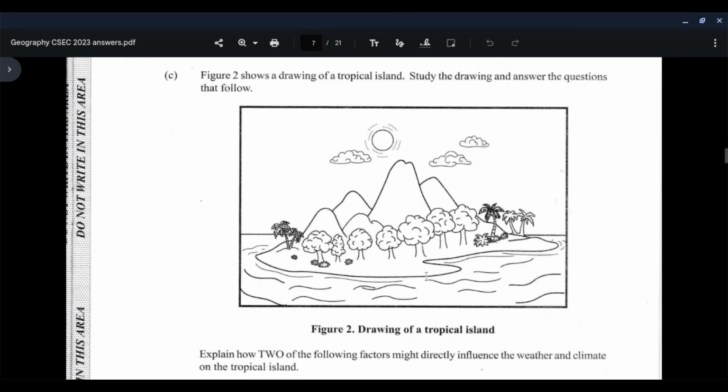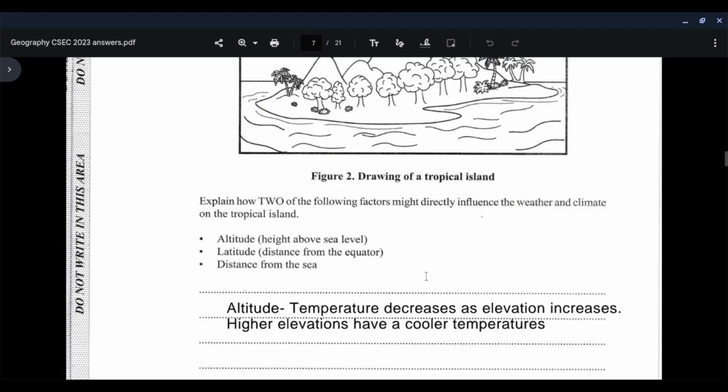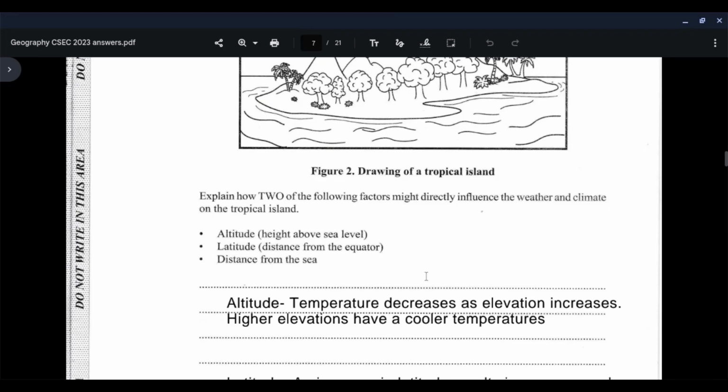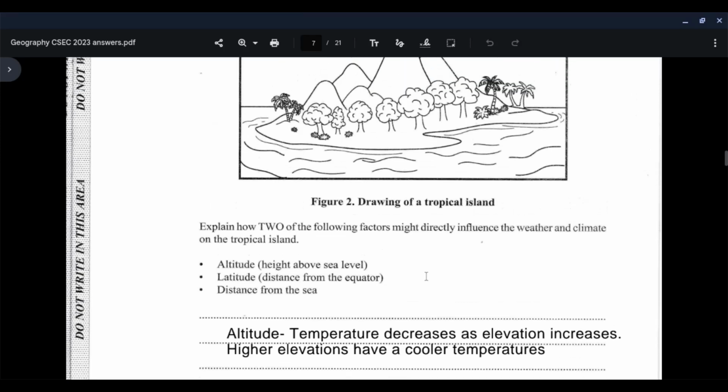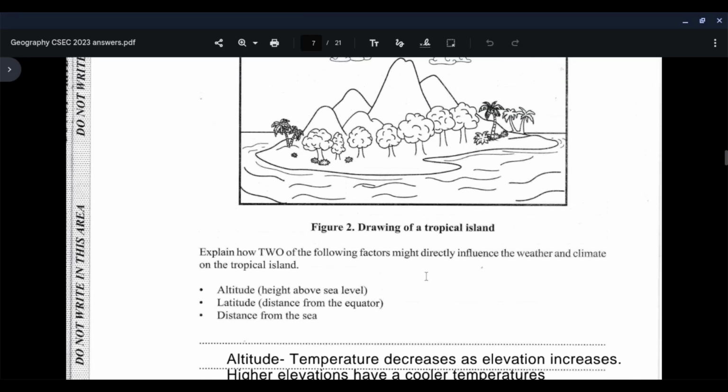We're to study the drawing and answer the question. So what we're to do is to explain how 2 of the following factors might influence the weather and climate of the tropical island. So this is a tropical island. How do we think altitude, latitude, and the distance from sea basically influence weather and climate on the island?